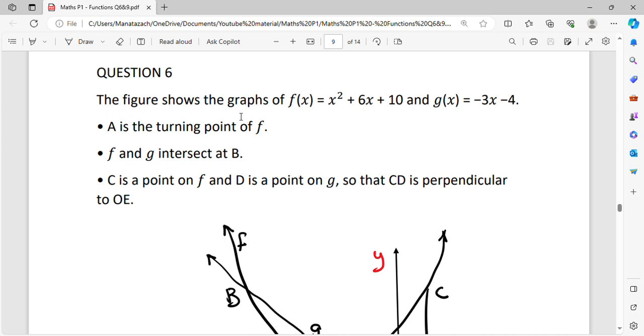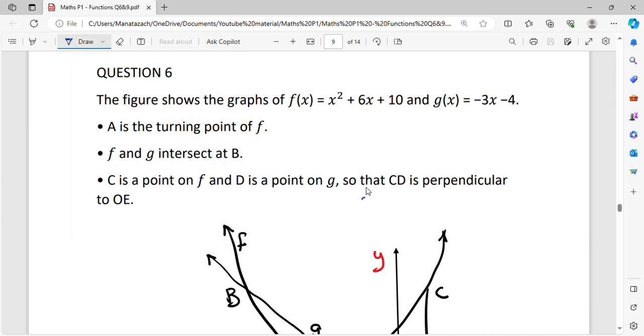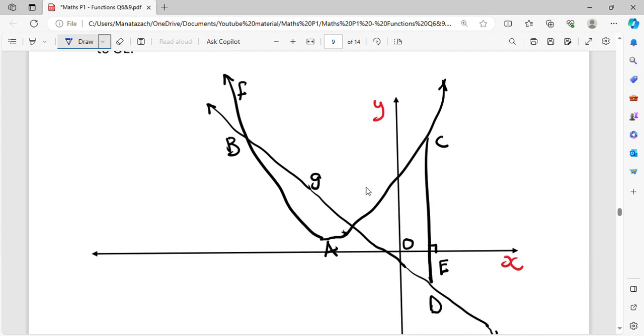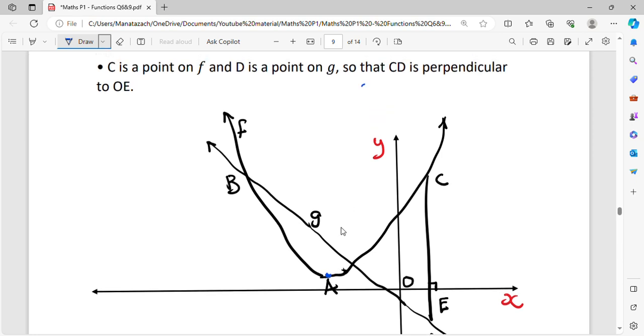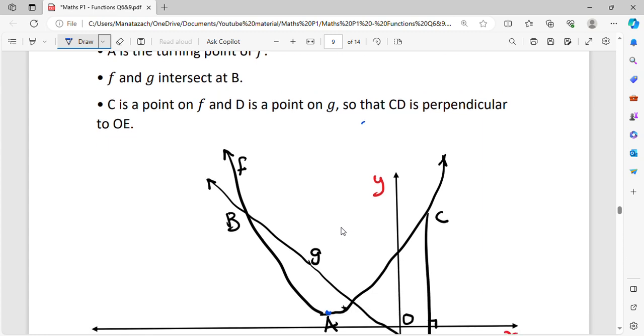The figure shows the graph of f and g. A is the point on f, right? So let's just see if you can locate point A. So this is point A, which is the point on graph f, and f and g intersect at B.